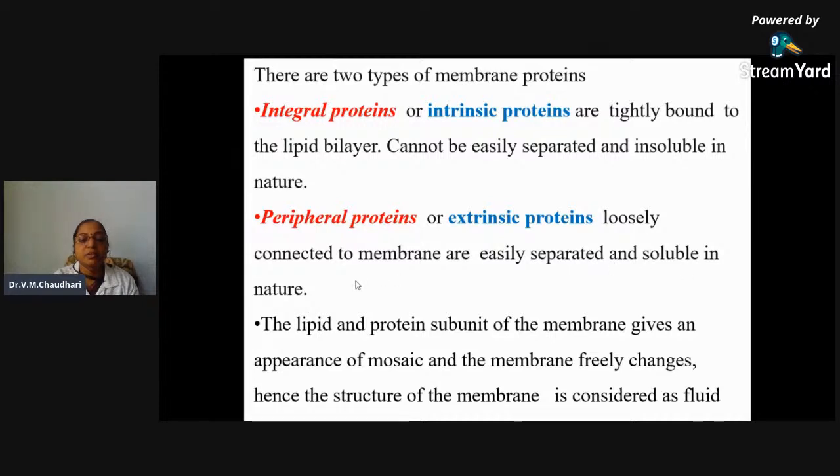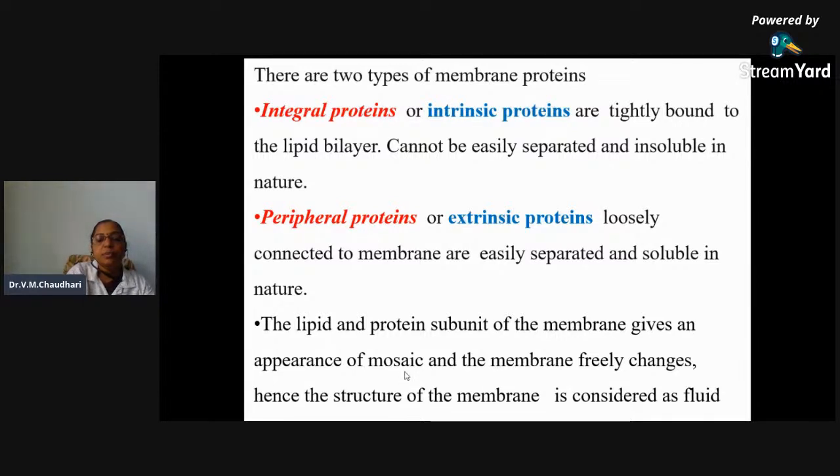The lipid and protein subunits of the membrane give an appearance of a mosaic, and the membrane freely changes. Hence, the structure of the membrane is considered the fluid mosaic model. Why is it called the fluid mosaic? Because the lipid and protein subunits of the membrane give an appearance of a mosaic.